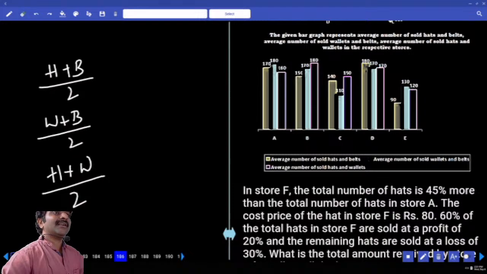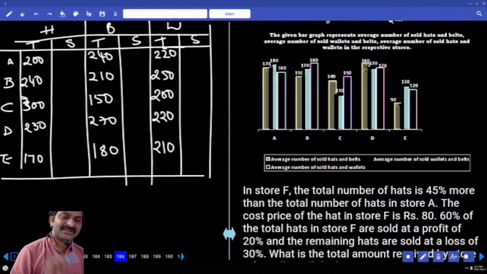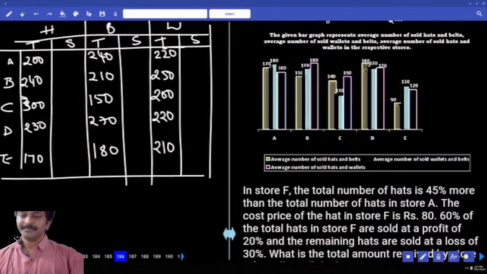Second and third minus first. You don't have to do anything. You don't have to convert into total. Nothing is required. Just simply use this. Now let's fill the data. Right.